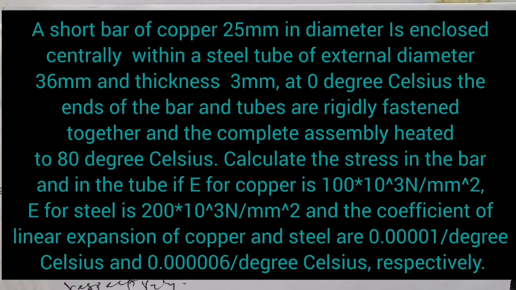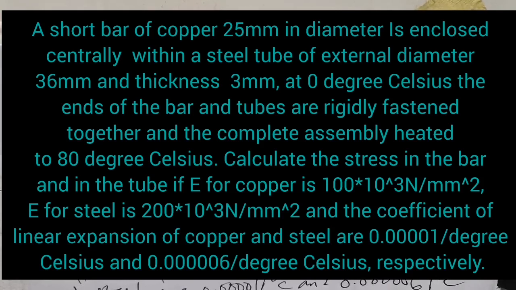The question says, a short bar of copper 25 mm diameter is enclosed centrally within a steel bar of external diameter 30 mm and thickness 3 mm at 0 degrees Celsius. The ends of the bar and tube are rigidly fastened together and the complete assembly treated to 80 degrees Celsius. Calculate the stress in the bar and the tube if Young's modulus for copper is 100 by 10 to the power of 3 newtons per millimeter squared and Young's modulus for steel is 200 by 10 to the power of 3 newtons per millimeter squared.